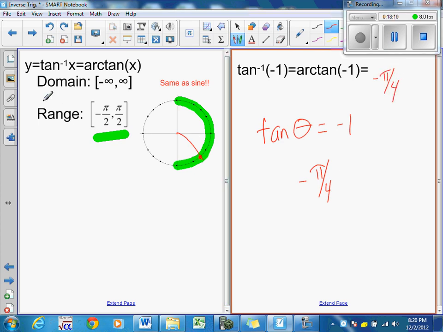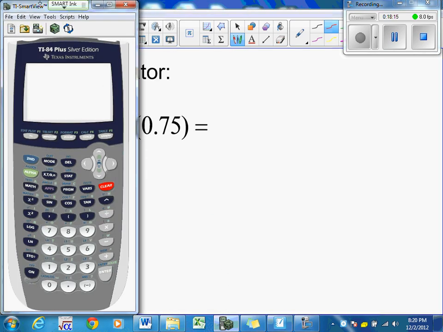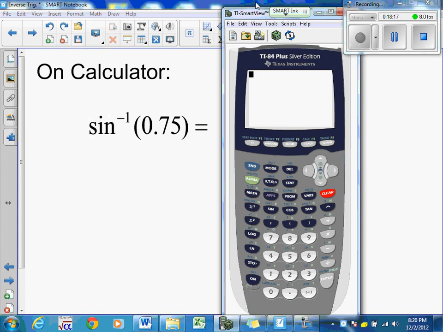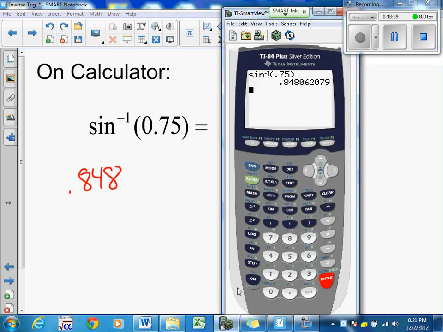Okay. Now, I do want to mention here on the calculator, we've done this already. And you can do inverse sine of 0.75. And you get your answer. But you have to be real careful here, because you can leave your answer in radians or degrees. So you just can't say 0.848. Because is that 0.848 degrees or 0.848 radians? So you got to check your mode.